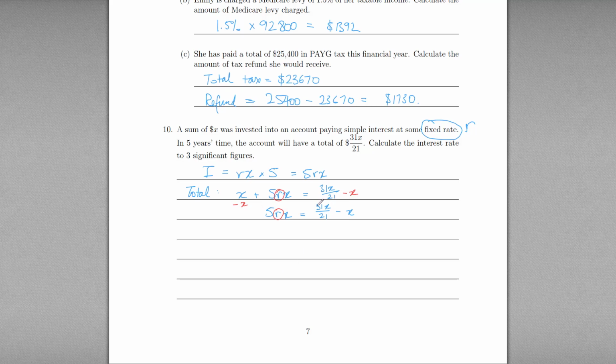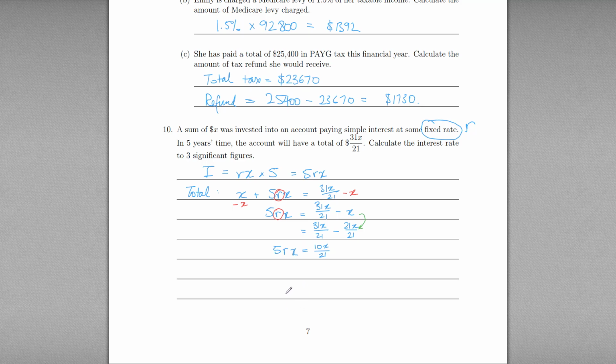Okay, and that's where I might need to know a bit of fraction addition stuff. So we need to have a common denominator of 21. So I go 31x over 21 minus, if I wanted 21 on the bottom, I need to have it on top as well. So 21x over 21. That's just x. Okay, so now I have 31x over 21 minus 21x over 21. So how many x's do I have over 21? 31 minus 21 is 10. And that's equal to 5rx.